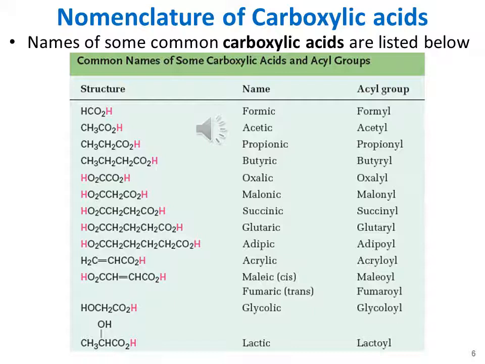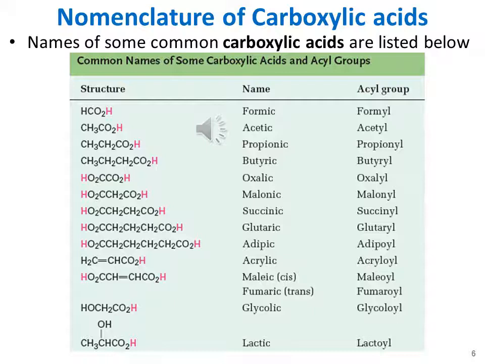Succinic acid is again a dioic acid, meaning it has two carboxylic acid functional groups. When succinic acid loses two protons, the resulting anion is called the succinyl anion. When glutaric acid loses two protons, the resulting dianion is called the glutaryl anion. And in adipic acid, similarly, the resulting acyl group is called the adipoyl dianion.